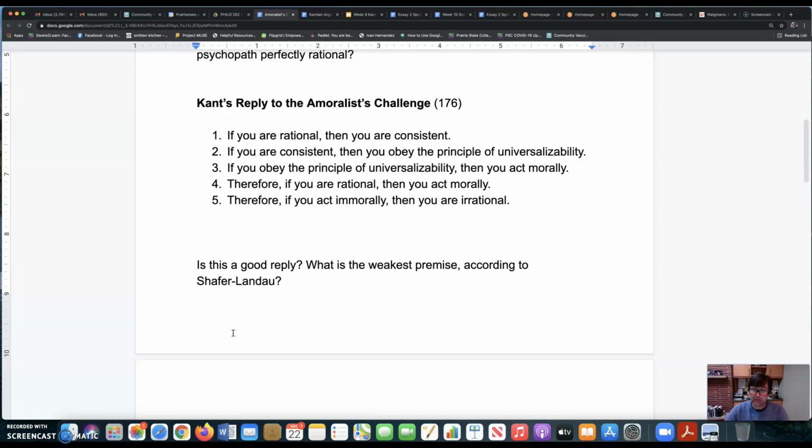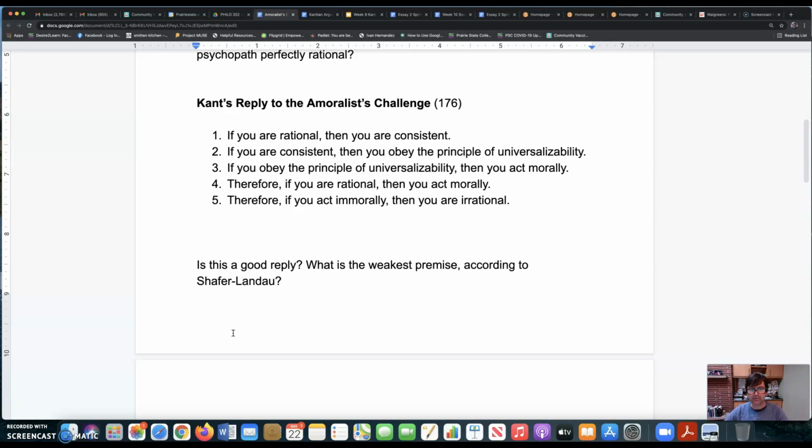From which it follows that if you're acting immorally, then you're acting irrationally. You're doing something inconsistent. You're acting on a principle that couldn't be universalized. Okay, so that's Kant's argument in brief. I think the weakest premise seems to be number 3.